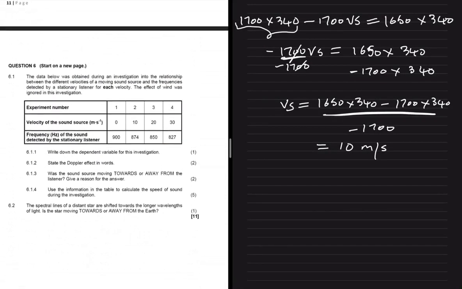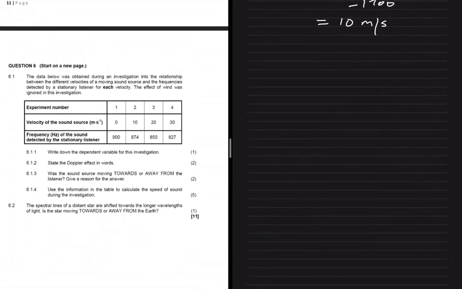Okay, we have a table there, so let's just do this question. So question 6, 6.1, start by reading the problem statement like we always do. The data below was obtained during an investigation into the relationship between the different velocities of a moving sound source and the frequencies detected by a stationary listener. For each velocity, the effect of wind was ignored in this investigation.